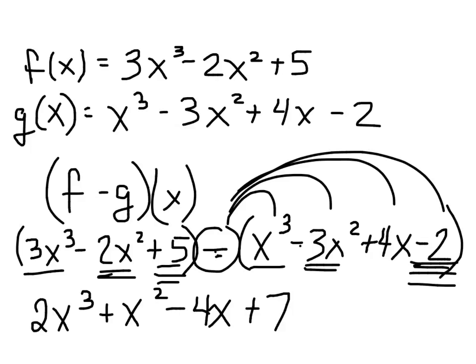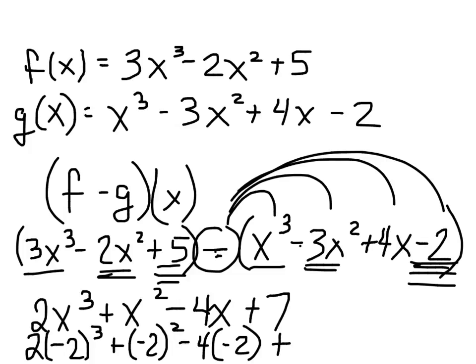Okay? And that's all it is. I just put it in the answer. If you want to, Kylie, you can put it back up into here. But why? Why not just put it in this? Because you've already done that part. Okay? So then you would take 2 times negative 2 to the third plus negative 2 squared minus 4 times negative 2 plus 7.